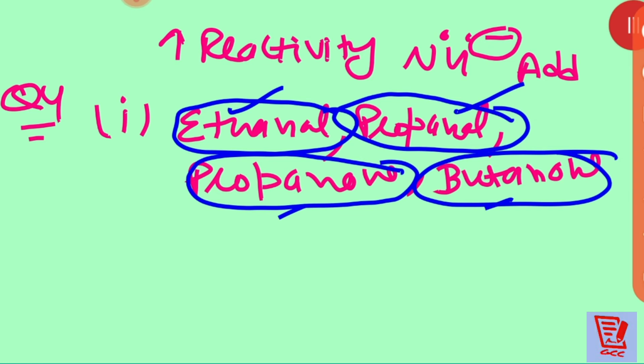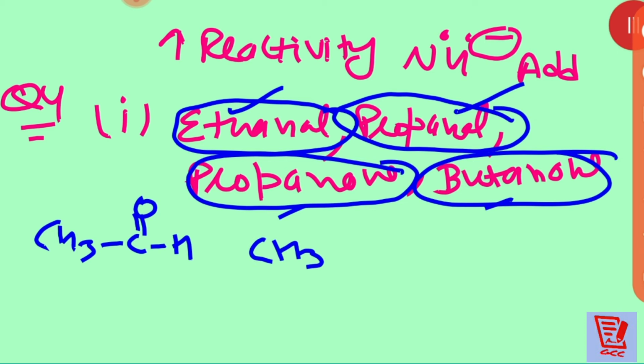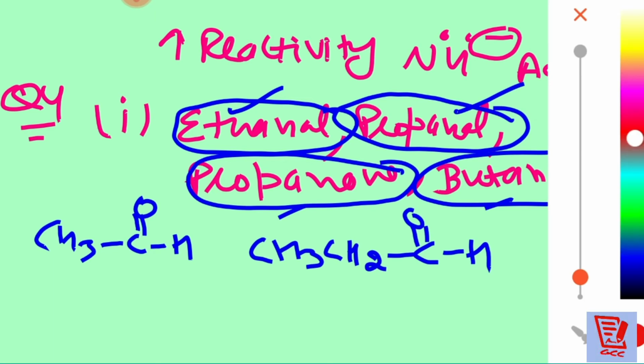Now you see, one is ethanal and one is propanal. I'm writing the formula of ethanal: CH3CHO. Propanal is CH3CH2CHO. Now you tell me which one is more reactive from these. Yes, which one will be more reactive? Ethanal. Beta, why is ethanal more reactive?